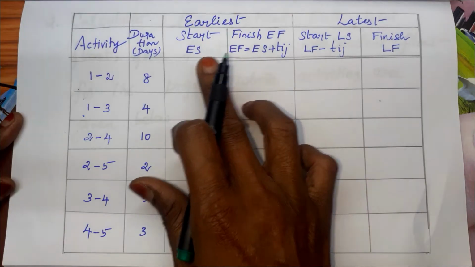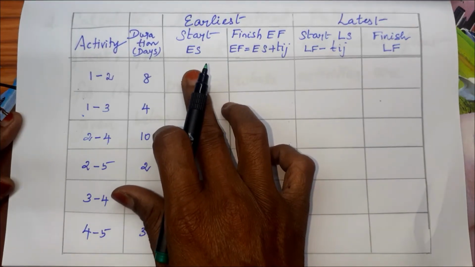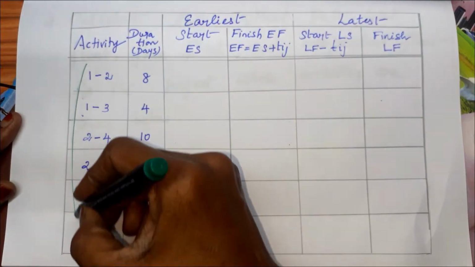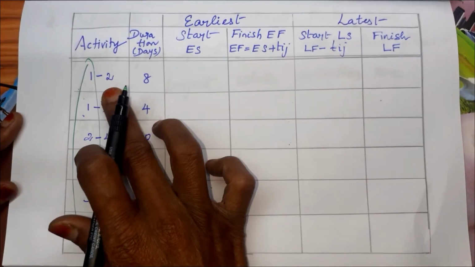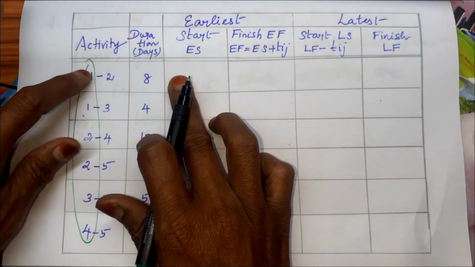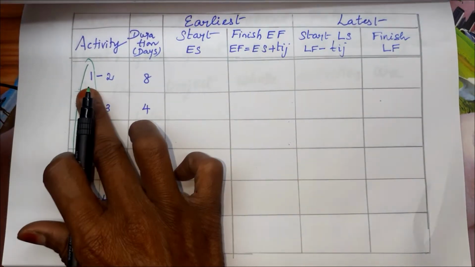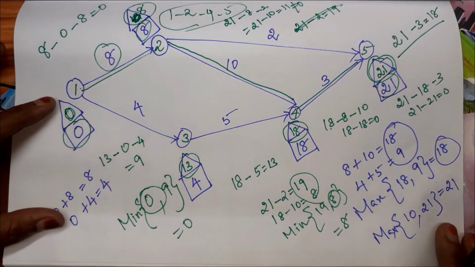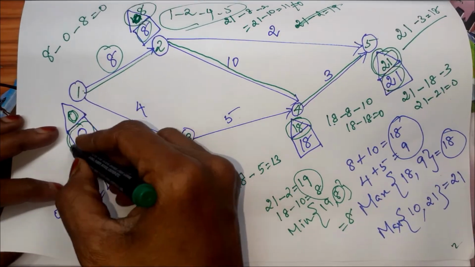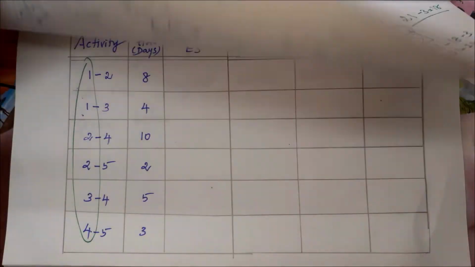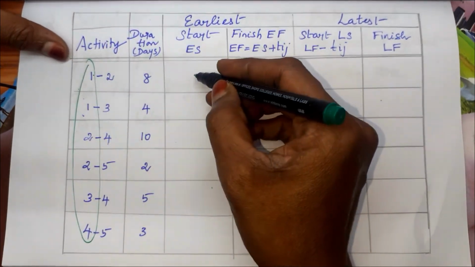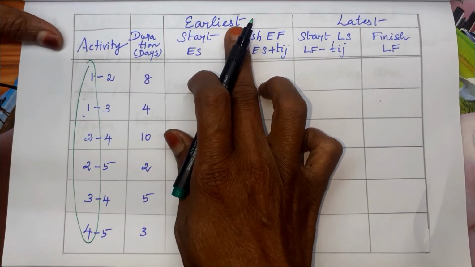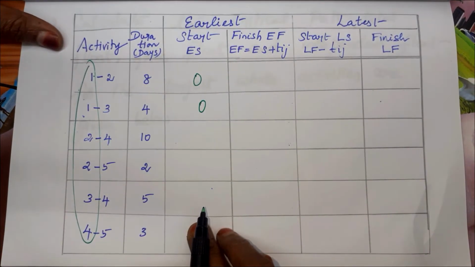Before going to finish, we have to fill the starting values. For this, we have to take the left side values. For example, if I consider 1, 2, first I have to see 1 and go to the diagram. In 1, what we have in the box, that will come here. So this and this will have 0, 0. Okay, so for filling the earliest time, start has to be filled first.